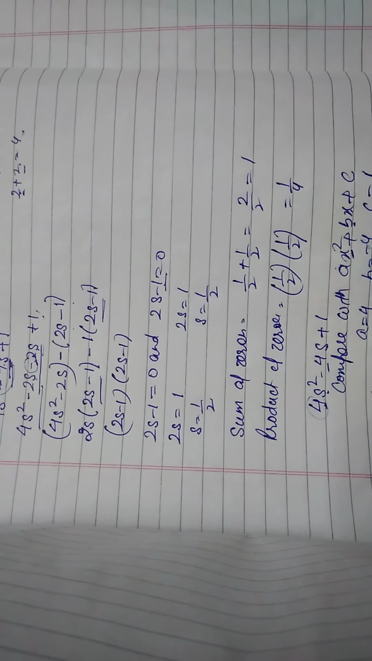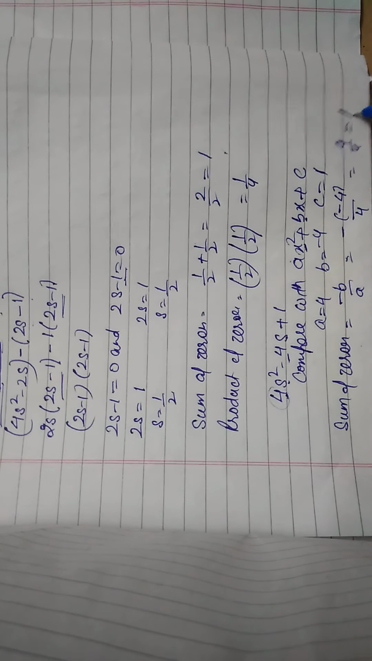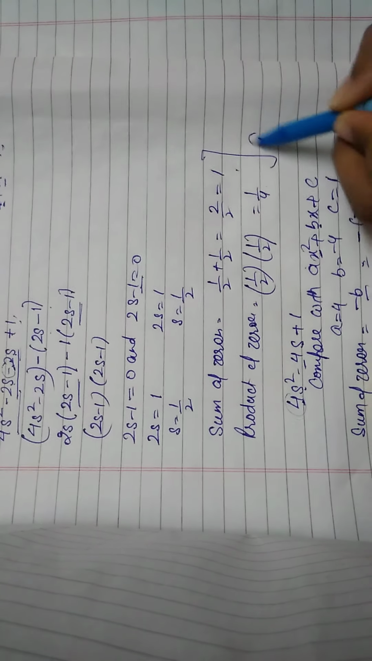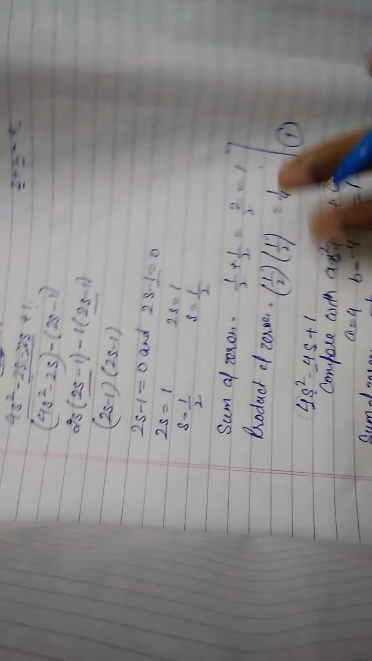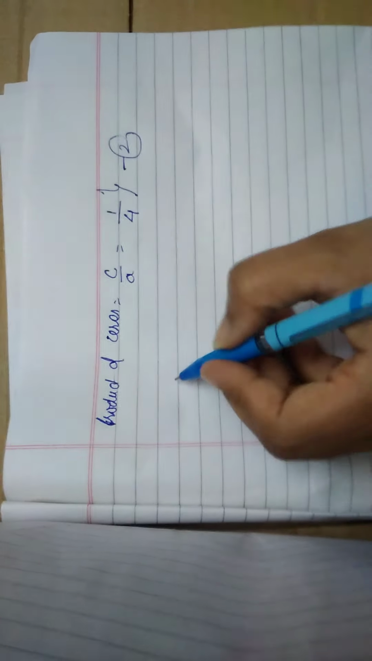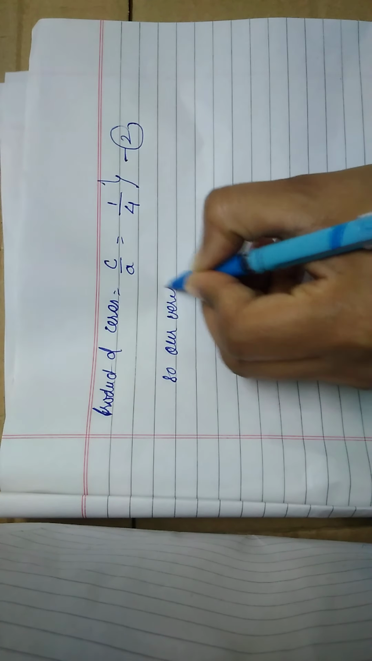Now please see again, here the sum of zeros is 1. We have, with the help of coefficients, sum of zeros is 1 and product of zeros is 1 by 4. Taking number 1 and another number 2, both answers are the same. So our verification is done.